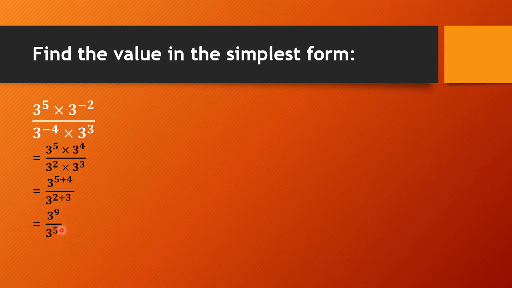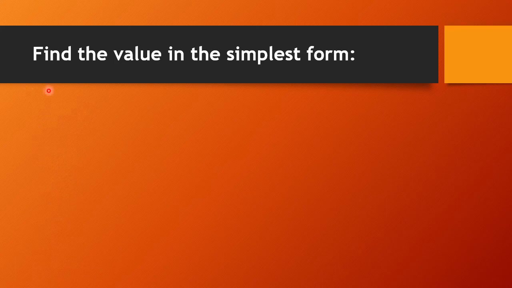This is a division operation. When I want to get the result, I will subtract the powers. It will be 3 power 9 minus 5 equals 3 power 4, which equals 81.